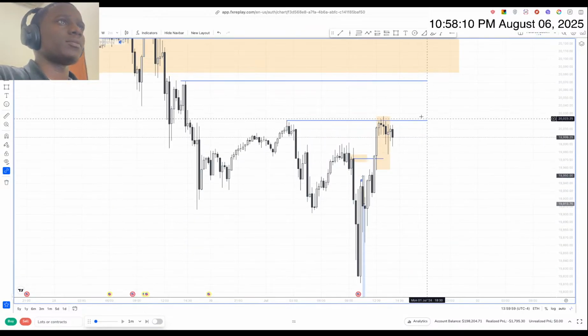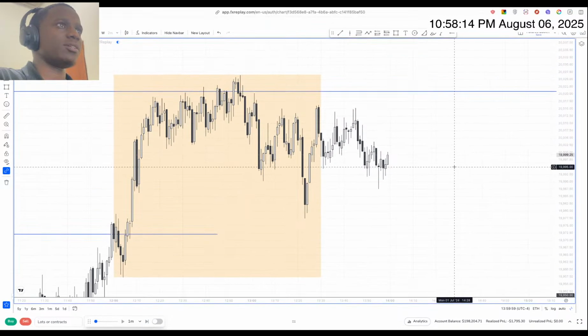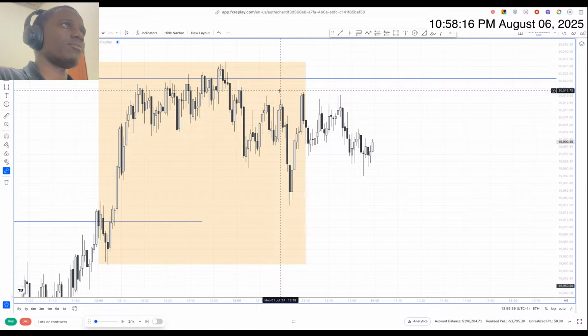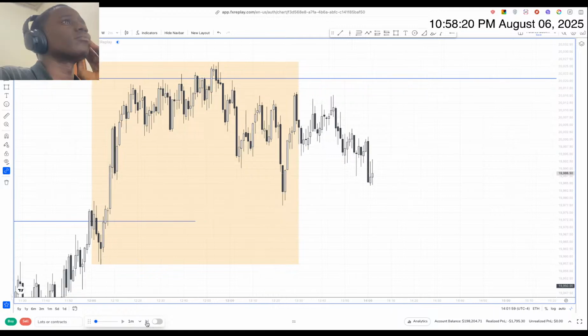You can see we're basically consolidating in lunch. So let me see if I can find an entry inside here. So not yet, but we have this set of highs that might get taken out.